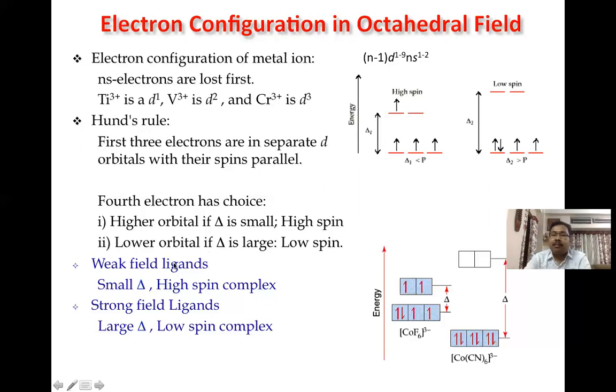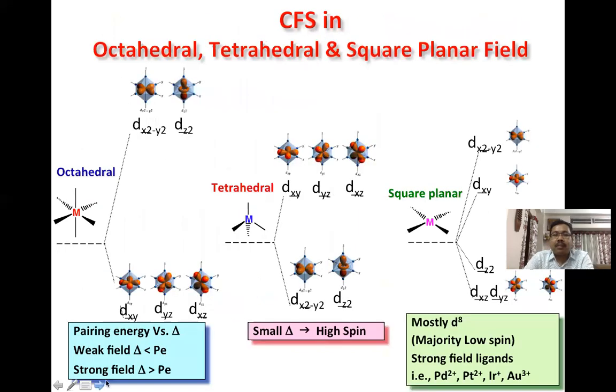So if we generalize it, then we can say that with small delta value, high spin complexes will be obtained. Small delta value means high spin, more number of unpaired electrons. On the other hand, in case of strong field ligands with large delta value, low spin complexes will be obtained. So this is how crystal field theory explains the magnetic behavior of certain coordination complexes.